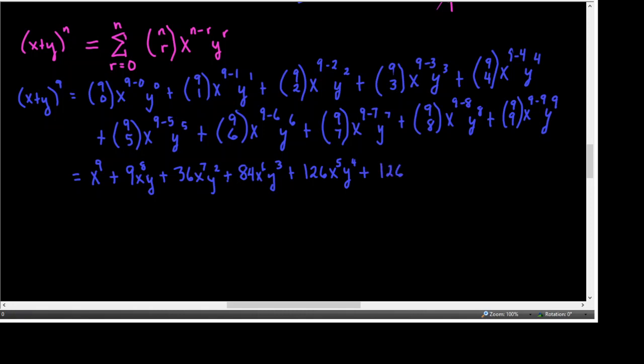plus 126 x to the 4th y to the 5th, plus 84 x cubed y to the 6th, plus 36 x squared y to the 7th, plus 9 x to the 1st y to the 8th, plus 1 x to the 0 y to the 9th.